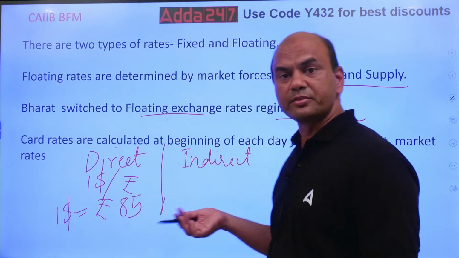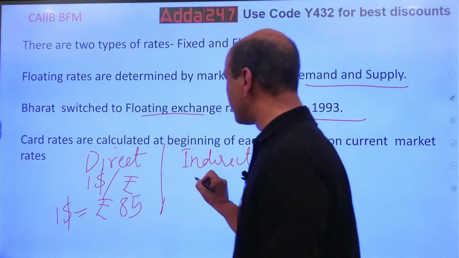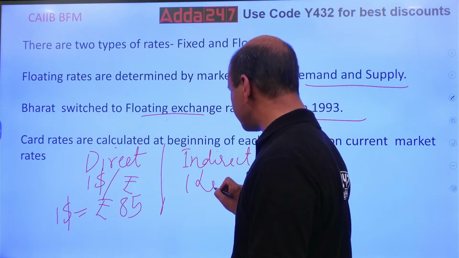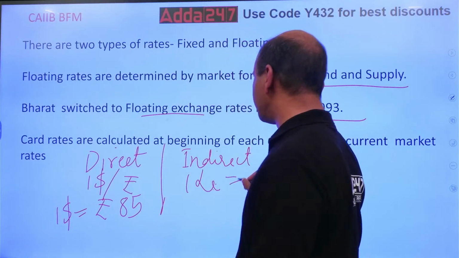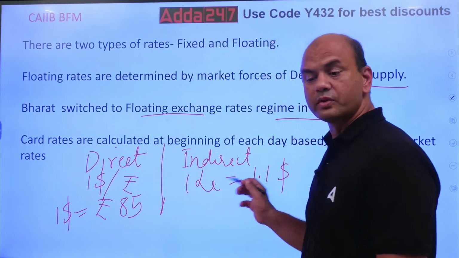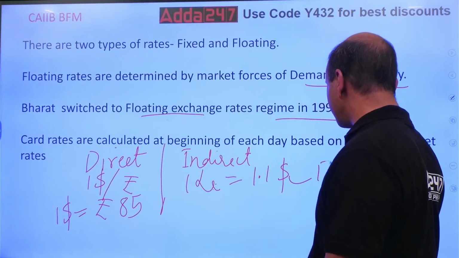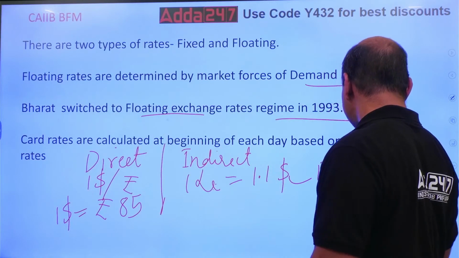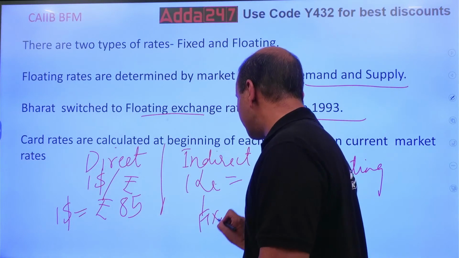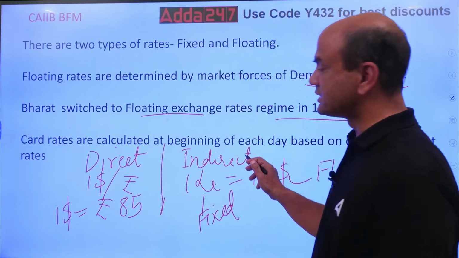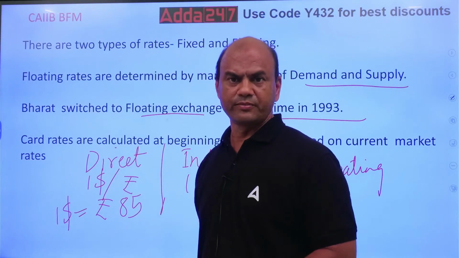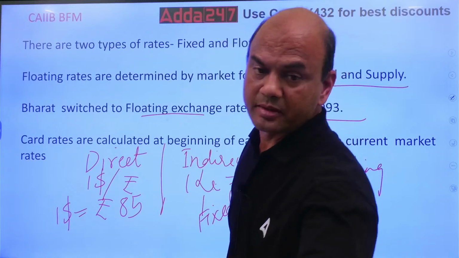There is another rate system called indirect. Indirect means what? 1 pound. Pound is generally written like L. So 1 pound equals, let's say, $1.1. So here who is floating? Here the dollar is floating and the pound is fixed. Pound is fixed. So this is known as the indirect rate. We have shifted towards the direct rate system since long. Okay, so this was it about the exchange rate mechanism.